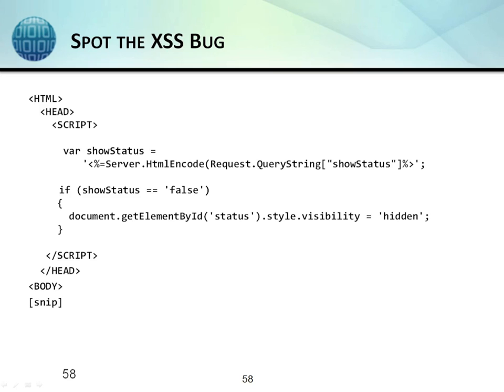But the difference here is that the input's actually being outputted into an existing script block. So all you really have to do here is inject a single quote, and then put in your JavaScript payload, and that'll execute. So you don't need to inject any script tags or anything like that because you're already injecting within an existing script block. And most HTML encoding functions don't take a single quote character into account when encoding. Most of the time it'll just encode a double quote, but not a single quote.